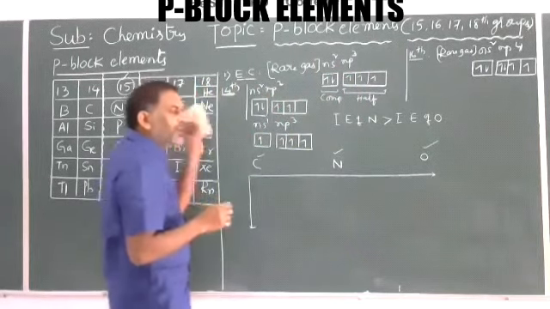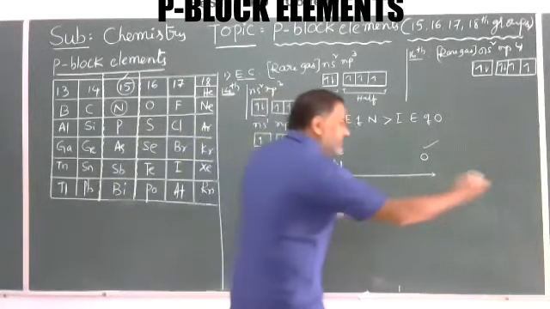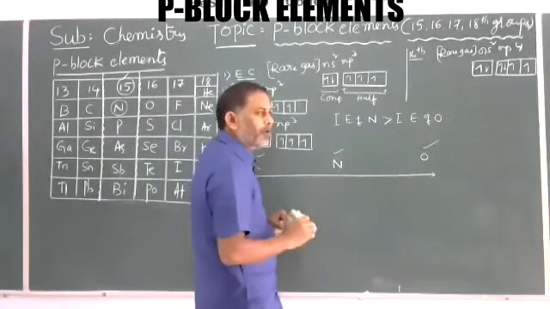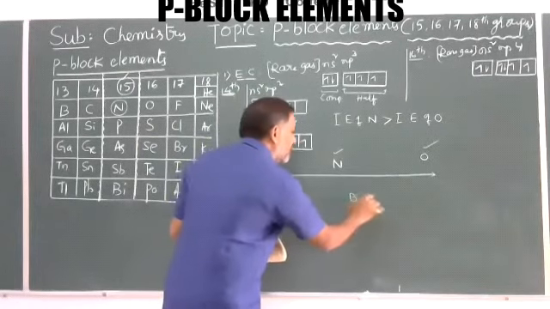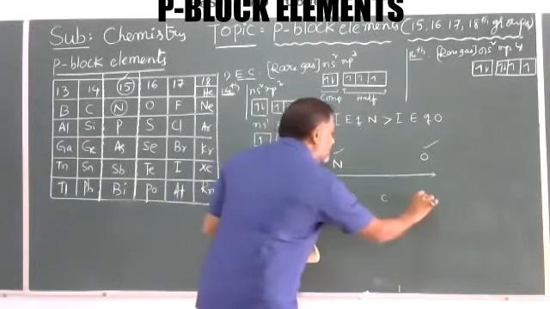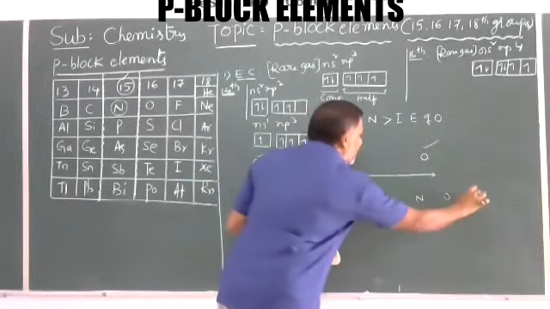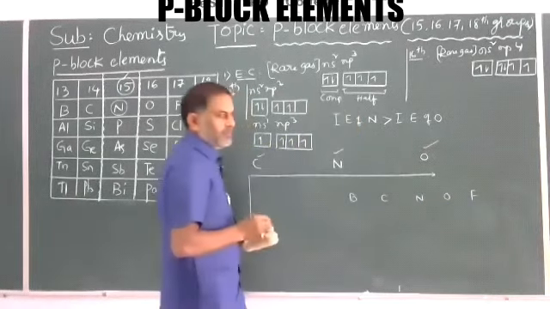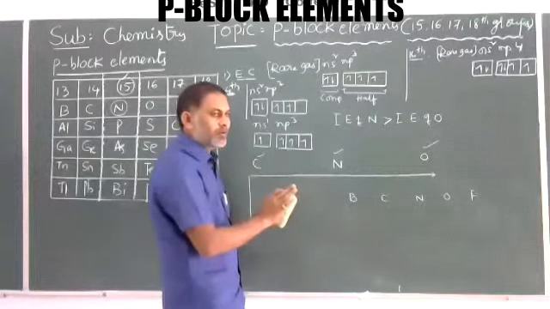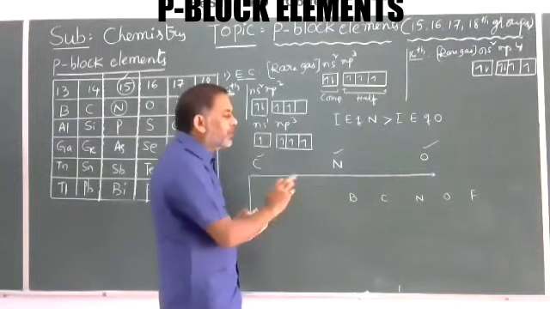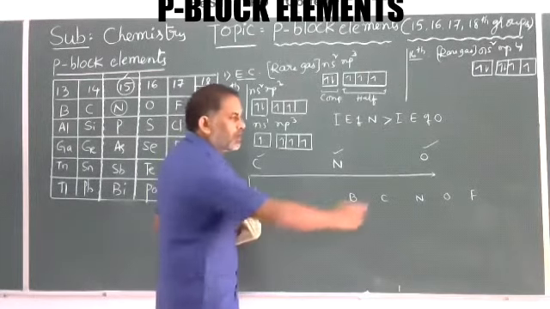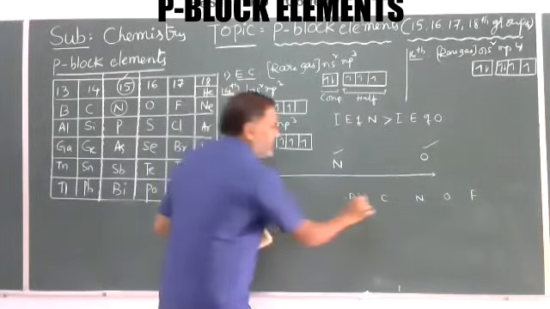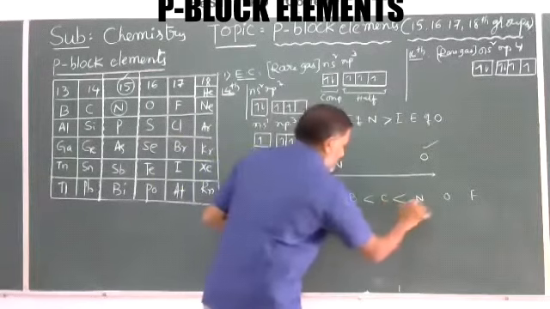In the examination, they will give questions on increasing or decreasing order of ionization energy. Generally, for boron, carbon, nitrogen, oxygen and fluorine, they will ask for the increasing or decreasing order of these. Generally the ionization energy increases across boron, carbon, nitrogen, oxygen, and they will show the order like this.